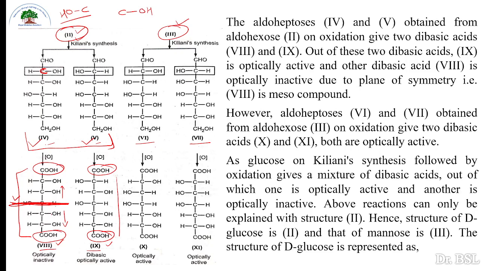However, for the aldoheptoses, this sixth and seventh, obtained from aldohexose third, on oxidation give two dibasic acids. These are also two dibasic acids, that is 10th and 11th, and both are optically active because there is no plane of symmetry that we can draw. Hence these 10th and 11th are both optically active.